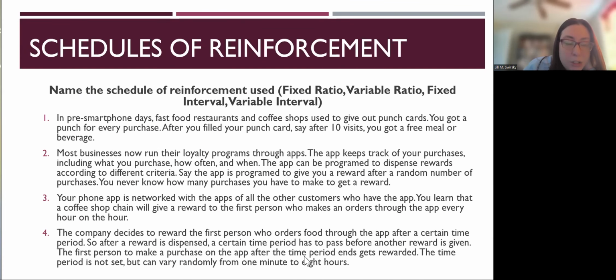Number three is fixed interval. It's fixed because it's always going to be the same on the hour, right? We know that it's an hour amount of time. And since we're talking about time, we know that it's going to be interval. So, process of elimination, the last one is going to be variable interval. We're still talking about amount of time. Certain time periods have to pass, but they don't know how much time has to pass or when that reinforcer is going to be given. That's why it's variable.